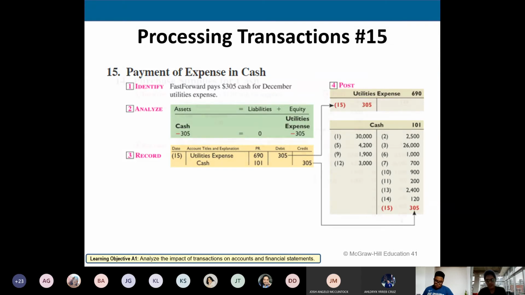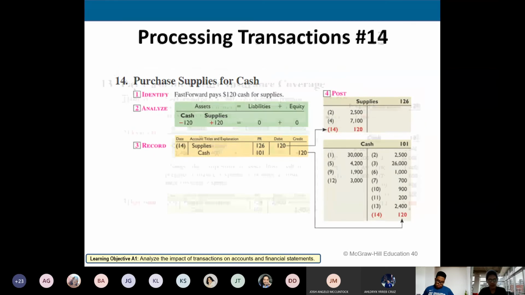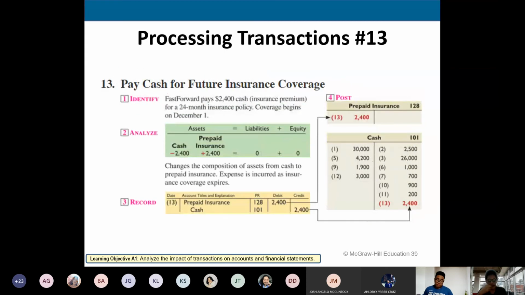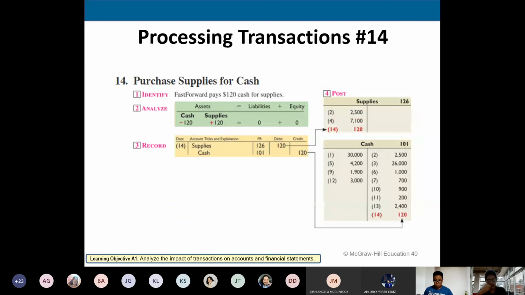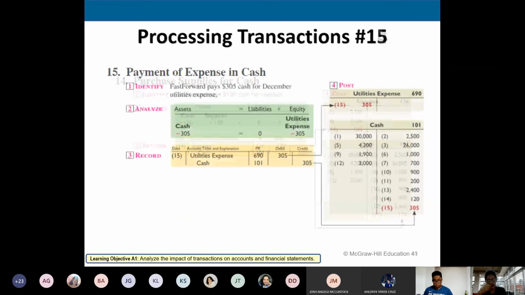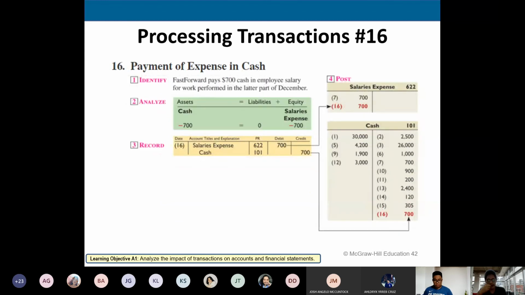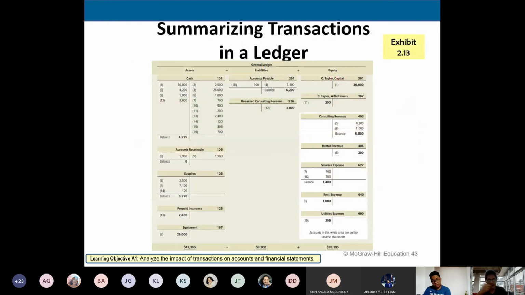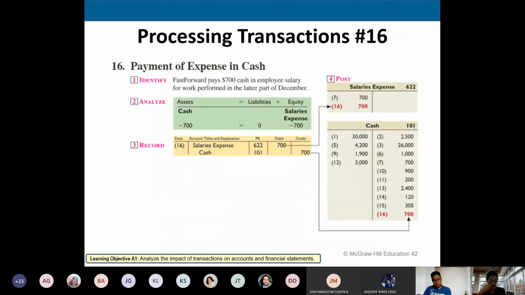Okay ba? Insurance natin, walang problema dito, ha? Ano pag bumili, wala na, no? Patapos na tayo. So, payment of expense in cash. Ang entry: Salaries expense, debit; credit, cash. Okay ba?